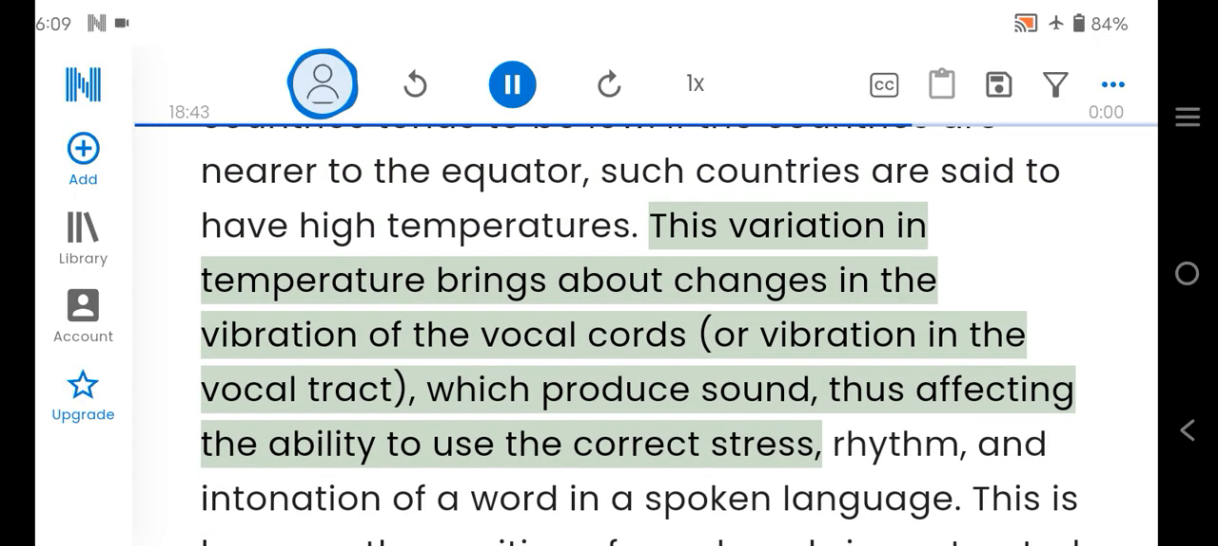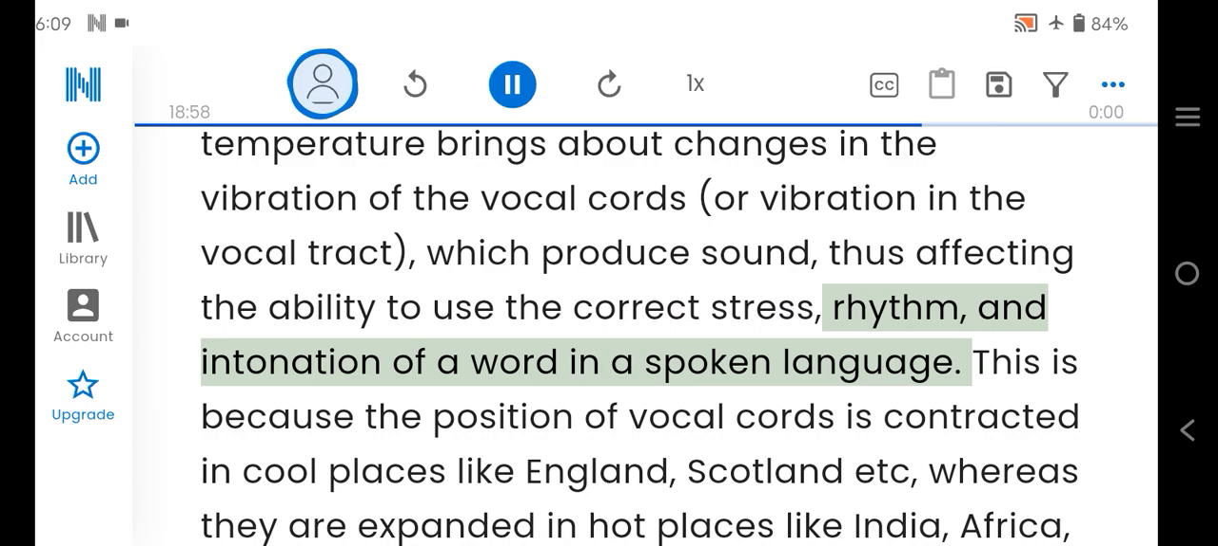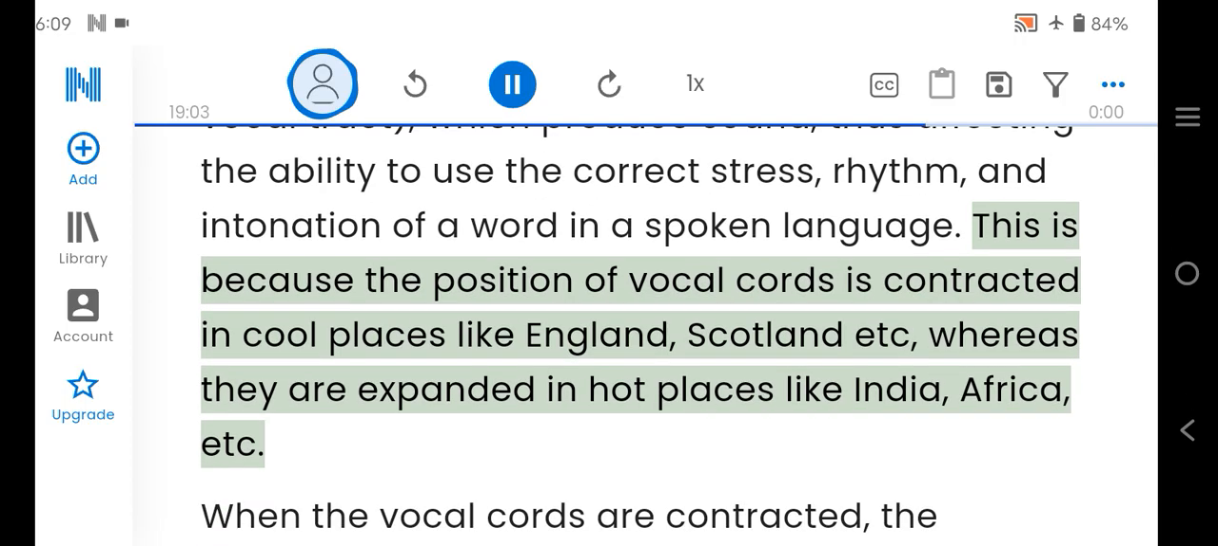This variation in temperature brings about changes in the vibration of the vocal cords, or vibration in the vocal tract, which produce sound, thus affecting the ability to use the correct stress, rhythm, and intonation of a word in a spoken language. This is because the position of vocal cords is contracted in cool places like England, Scotland, etc., whereas they are expanded in hot places like India, Africa, etc.